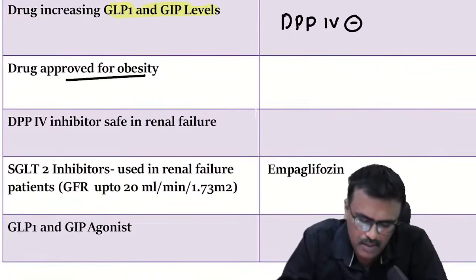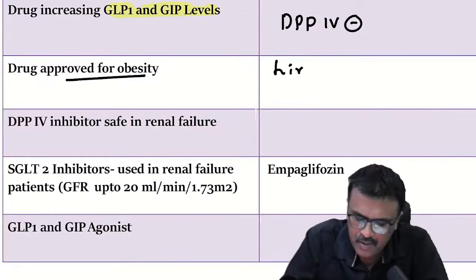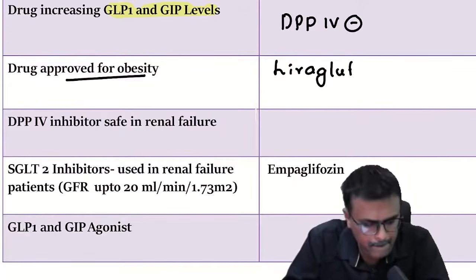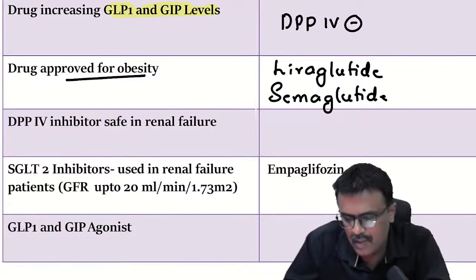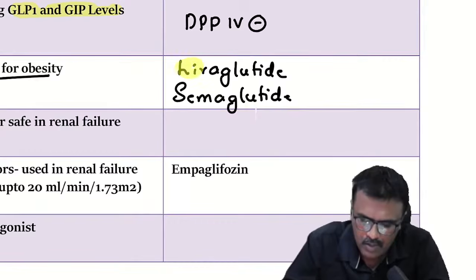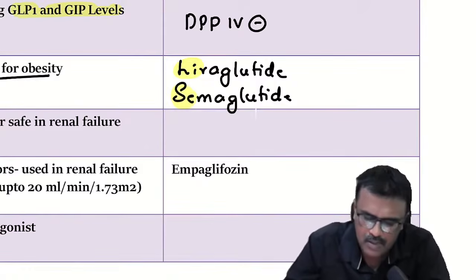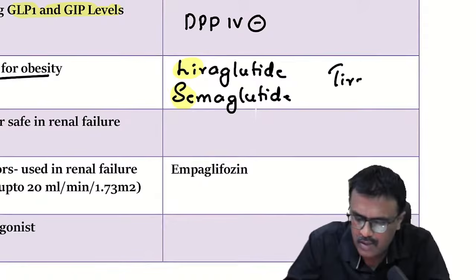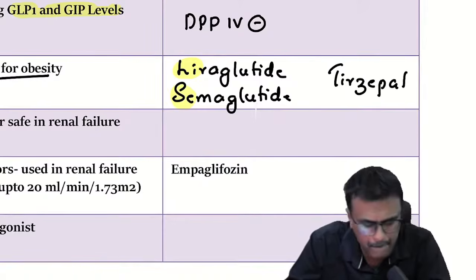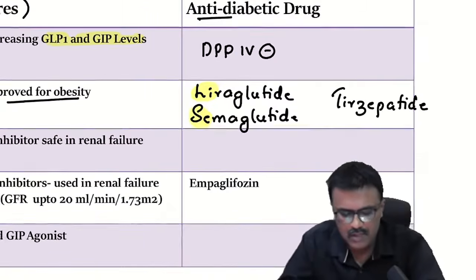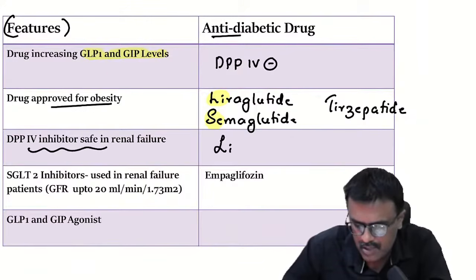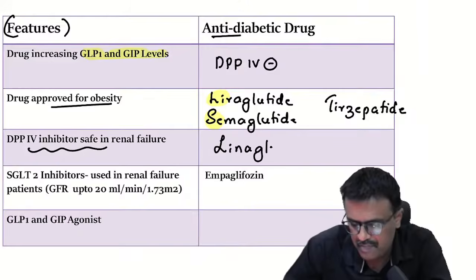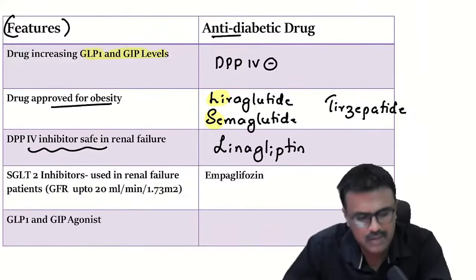What is the diabetic drug approved for obesity? Liraglutide and semaglutide. So if you want to become lean, liraglutide. If you want to become slim, semaglutide. But recently we have another drug called tirzepatide. So these are the drugs. What is the DPP4 inhibitor safe in renal failure? The name also starts with L, linagliptin.